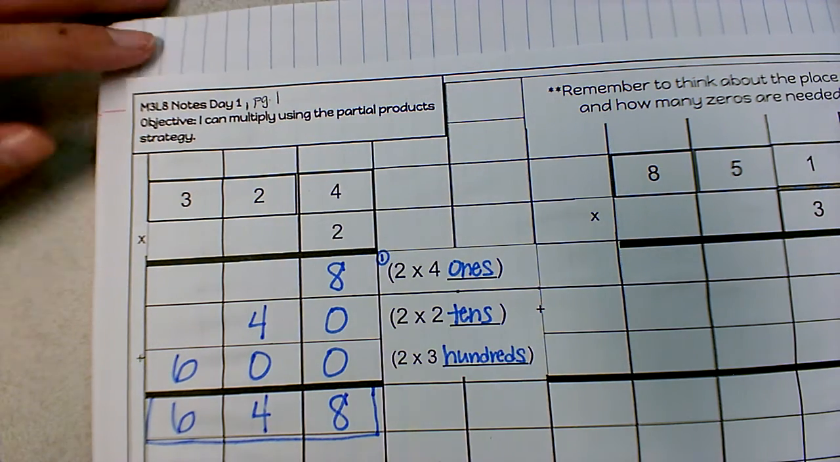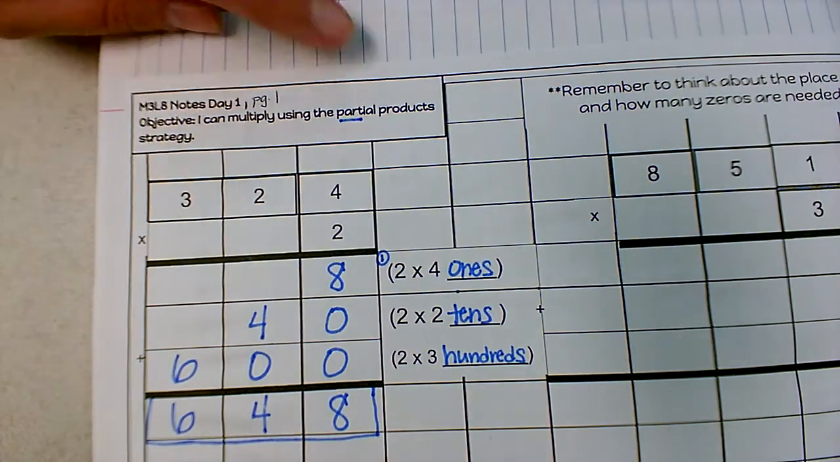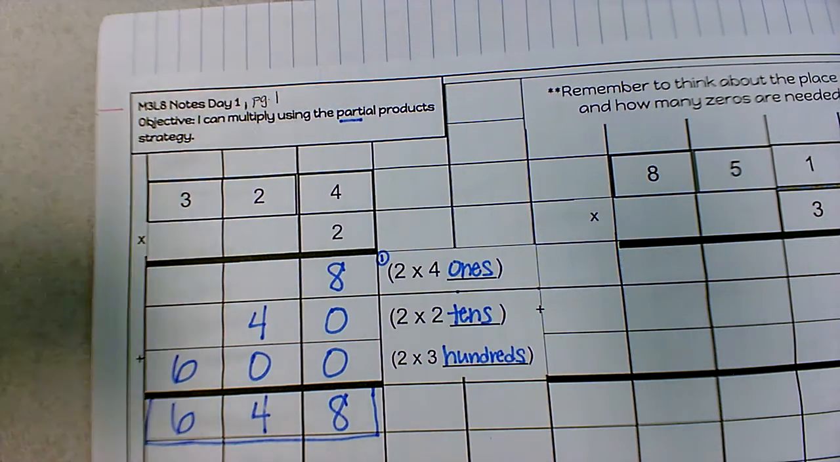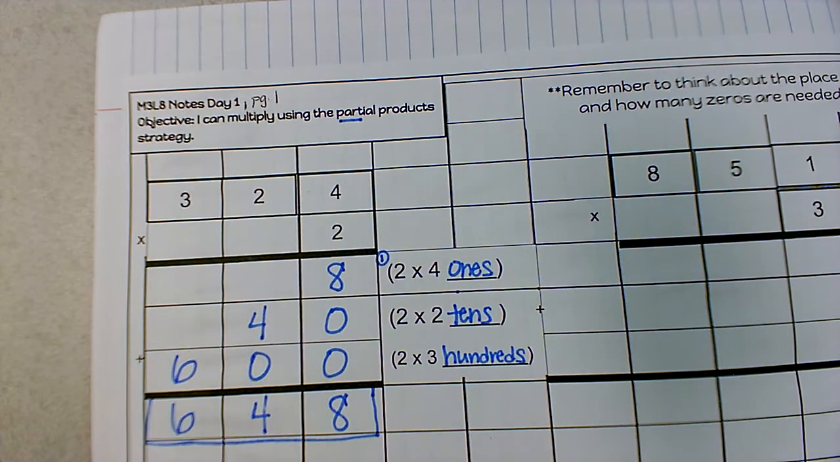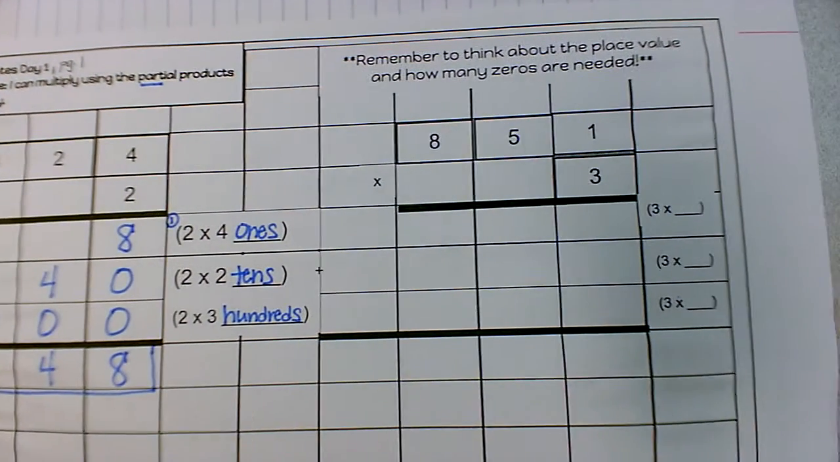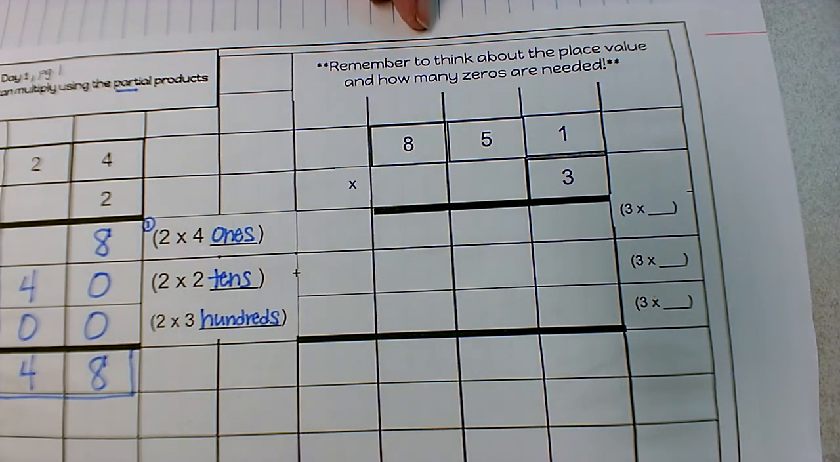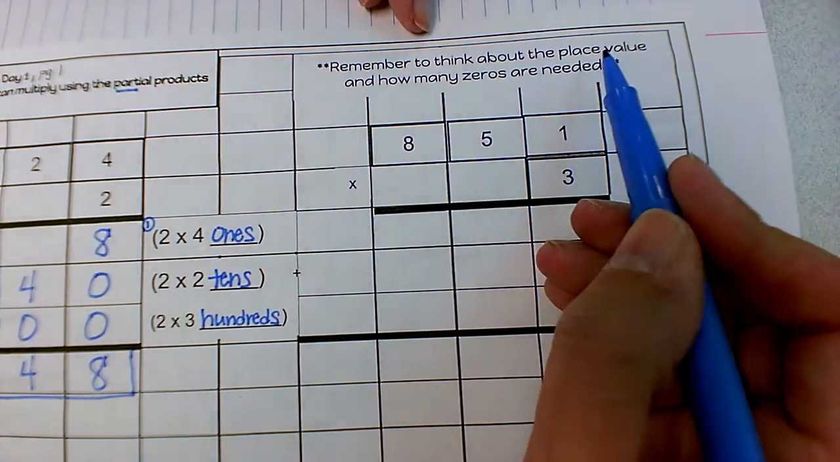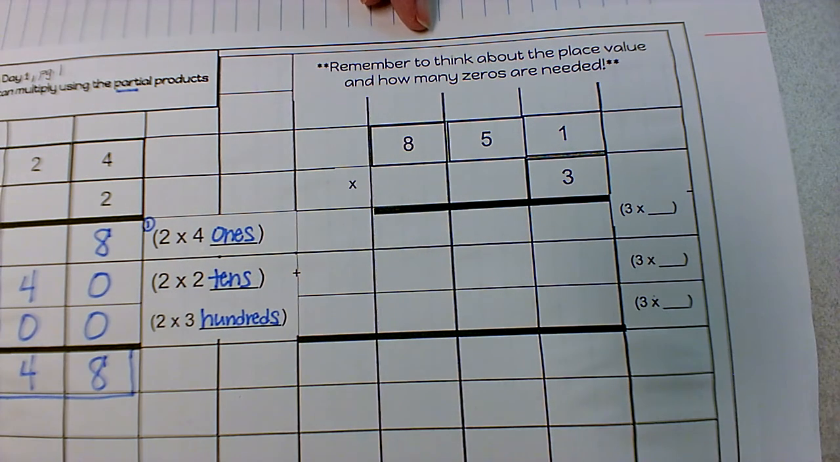Now, friends, notice that it's called partial products, and I see a root word in there. I see part. So I'm taking each part and multiplying them before I add together. That's why it's called partial products. Okay, so we're going to try another one. And I want you to remember this hint. We have to think about the place value and how many zeros we need to make sure we include.